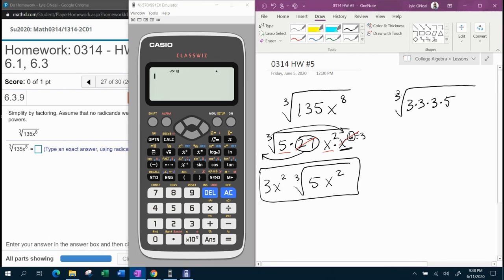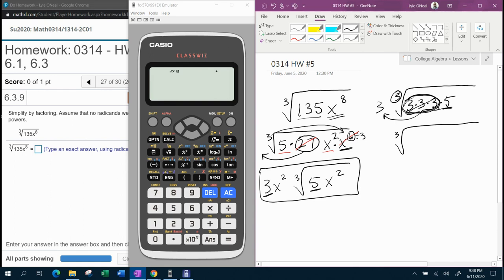Remember, the index says if you've got 3 of a kind, you can bring 1 out. So writing the 135 as its prime factorization shows me that I do have 3 of a kind, and I can bring a 3 out, and the 5 is going to be left over. Okay, so that's one way that we can do the 3 and the 5. Now, for the x's, and I do not recommend that you do this every time. This is just another technique, okay?